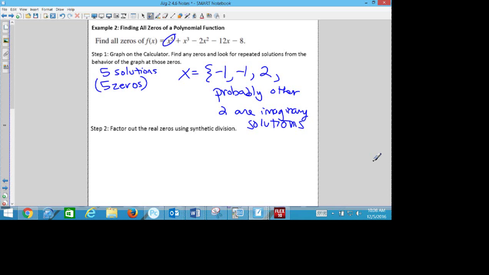All right, so what we're going to do is start with the first zero that you think it is, -1, and use synthetic division to factor out that -1 from the original equation. So remember synthetic division, I'm going to write down a 1, and then what comes next? 0. A 0, and then 1, -2, -12, -8. Why did we put the 0 there?